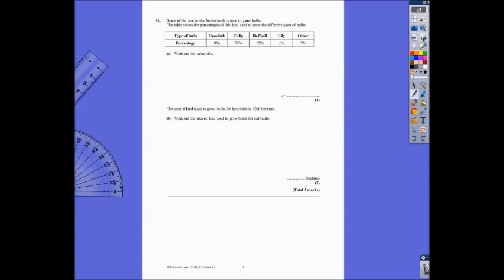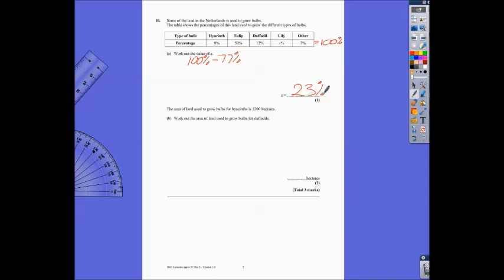Question 10. Some of the land in the Netherlands is used to grow bulbs. The table shows the percentage of this land used to grow the different types of bulbs. Work out the value of X. Well, percentages must add up to 100%. So if we add all those percentages up that we've already got, that would add up to 77%. And if we take that off 100%, we end up with 23% left for lilies.